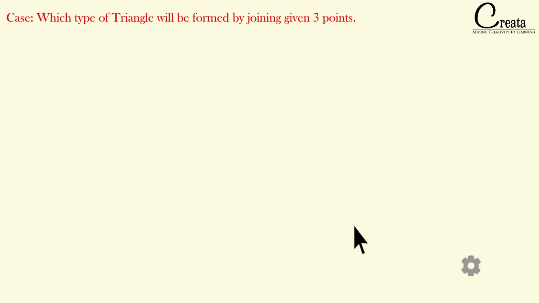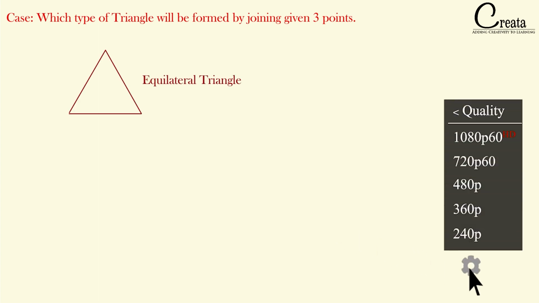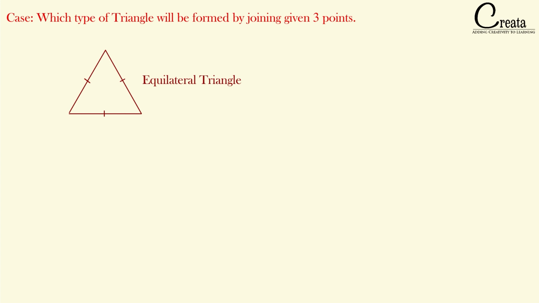The second type of question that is asked is which type of triangle will be formed. The various types of triangle that can be formed: first is the equilateral triangle, the triangle in which all the three sides are equal. You have to calculate the three sides using the distance formula. Then you can check whether the three sides are equal or not.